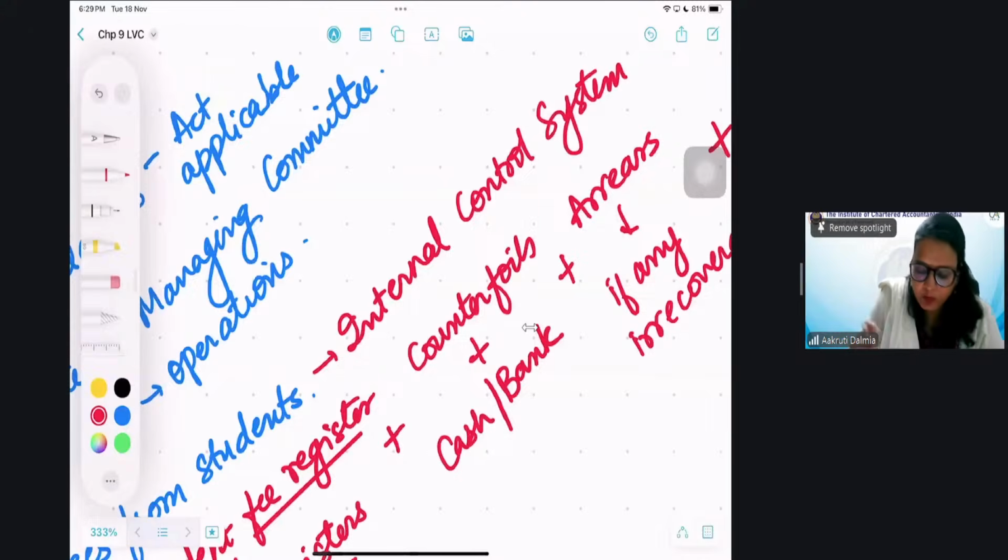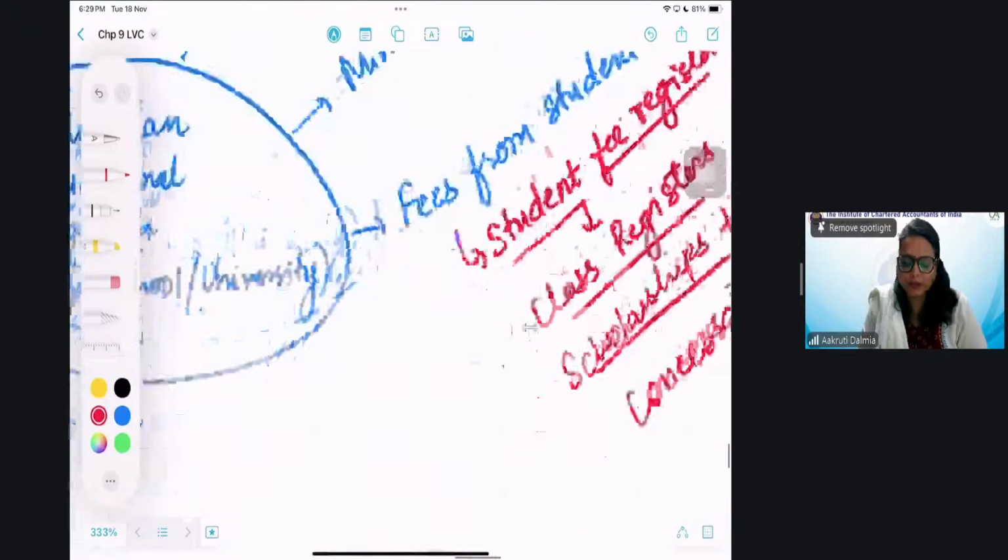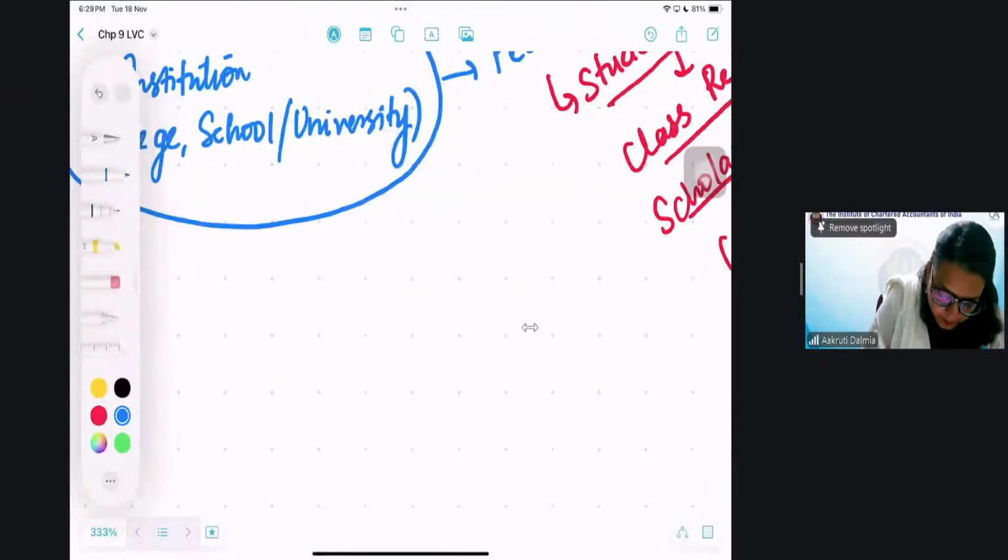Proper internal control system should be there for the fees. That's it. Come next.